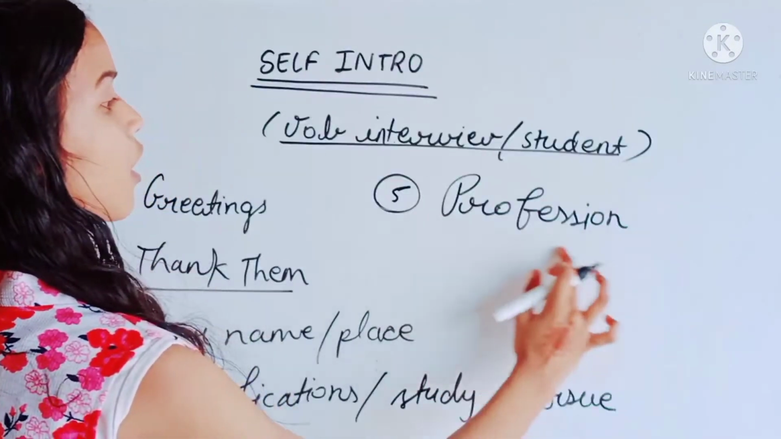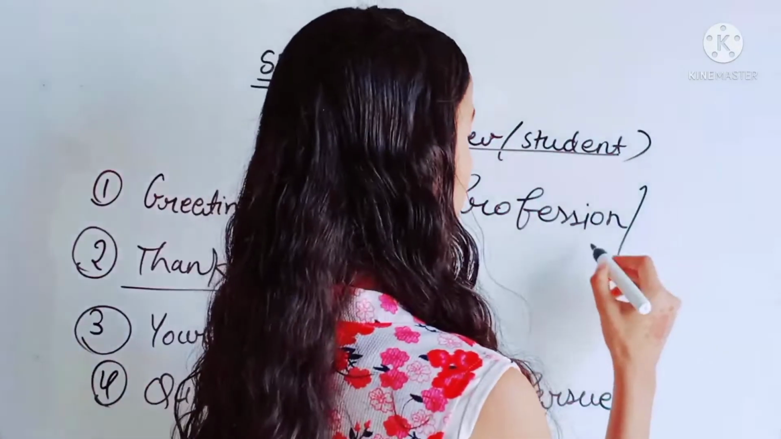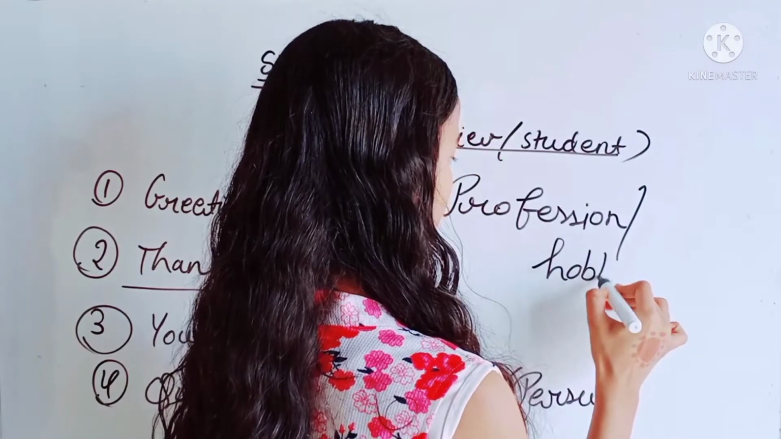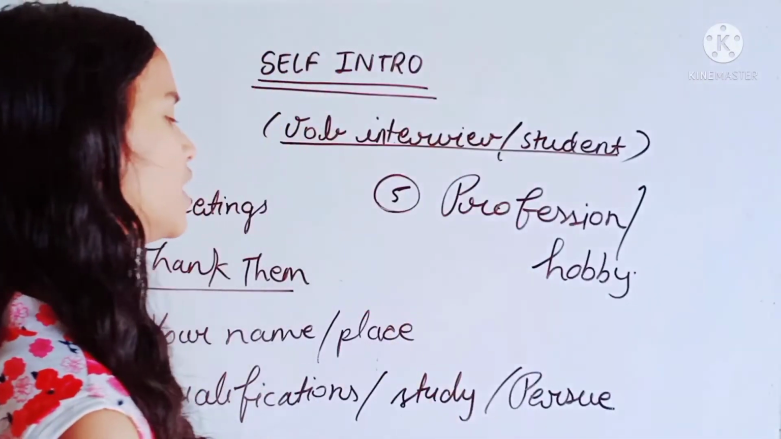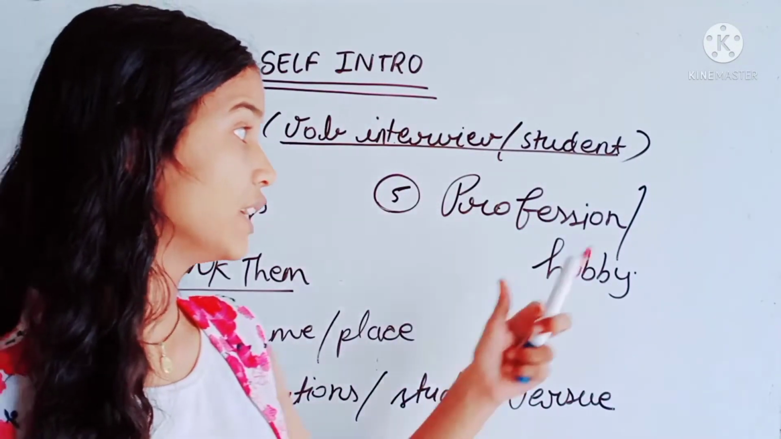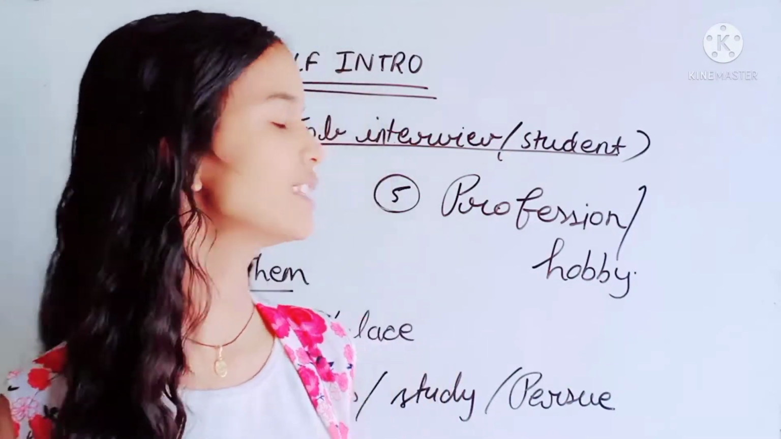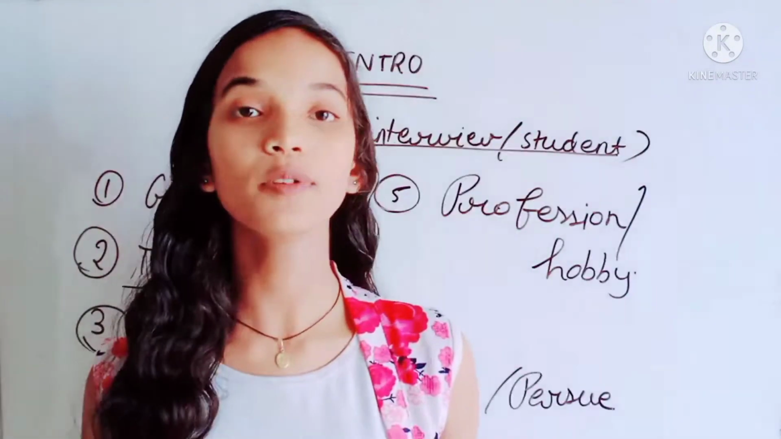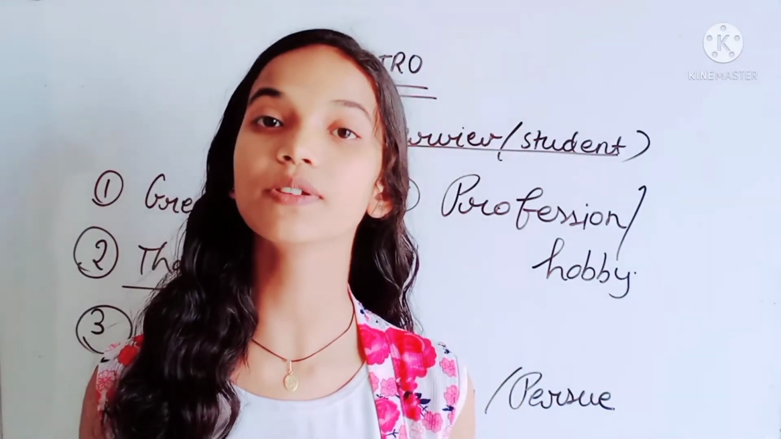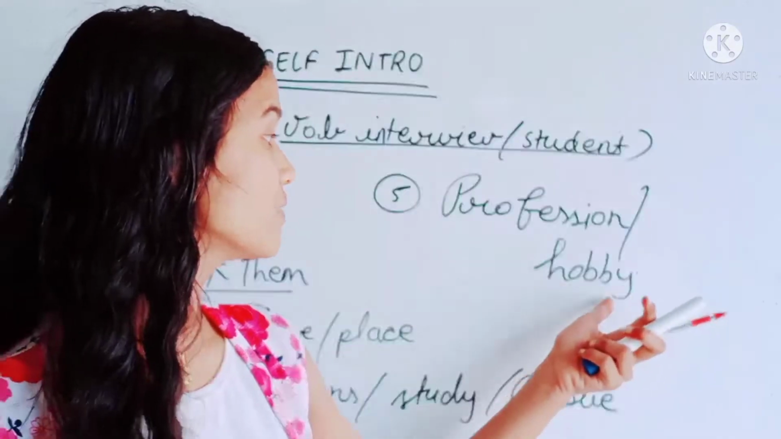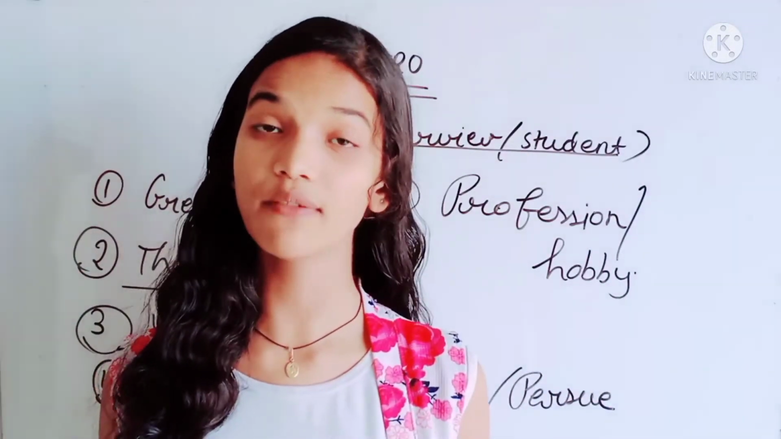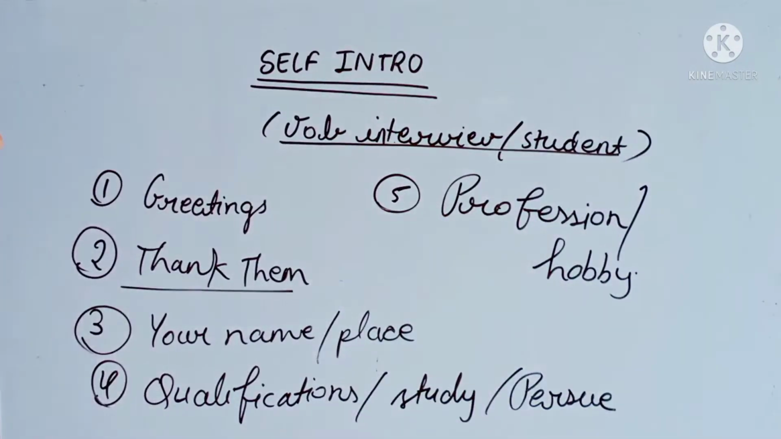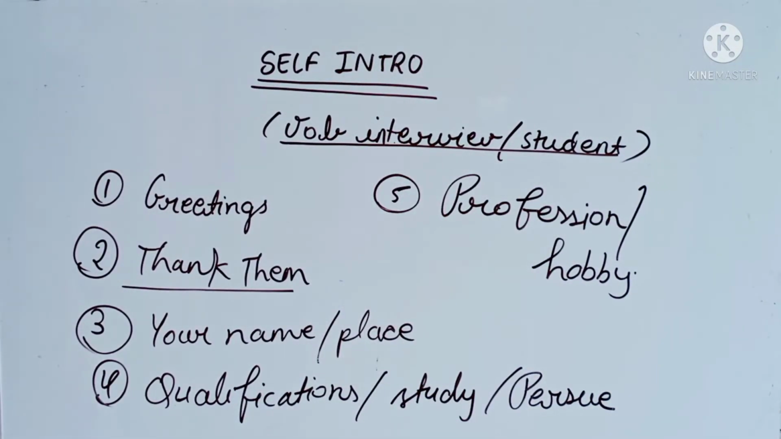Now what about the student? You can use your profession or your hobby. These both things come in the 5th session, that you can tell them about a profession, and if you are not something professional, then you can tell them about your hobbies. And your hobbies must be something interesting. Means they should have interest in your hobbies, not just anything. You should have interesting hobbies.